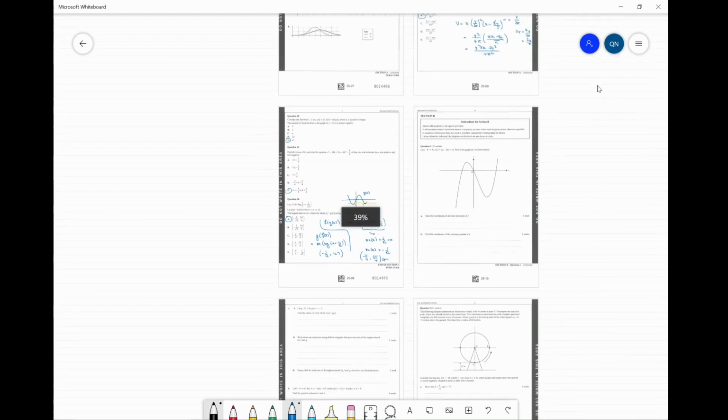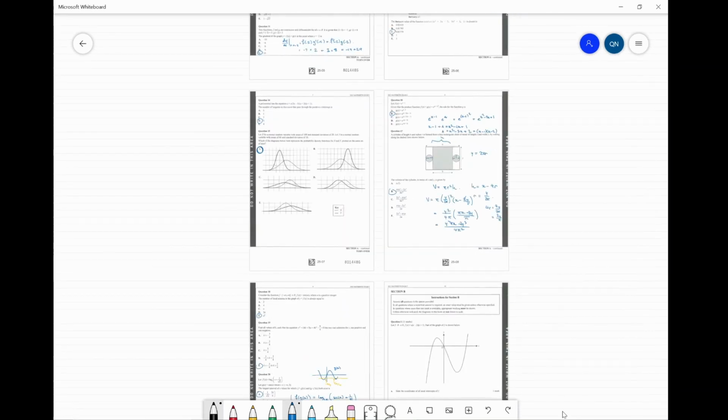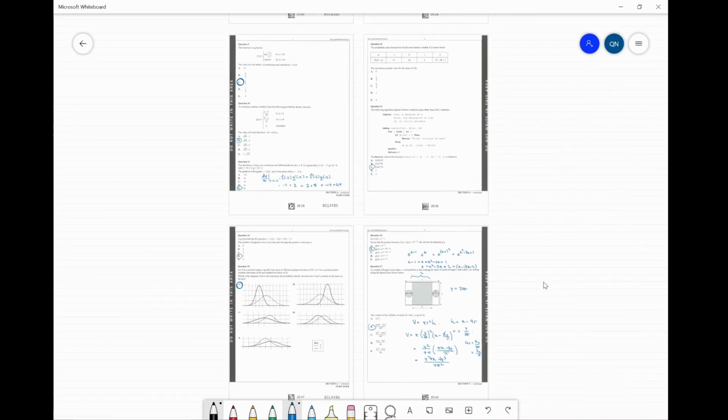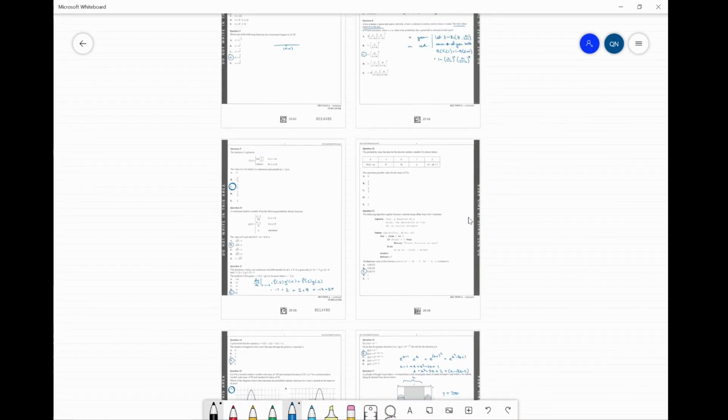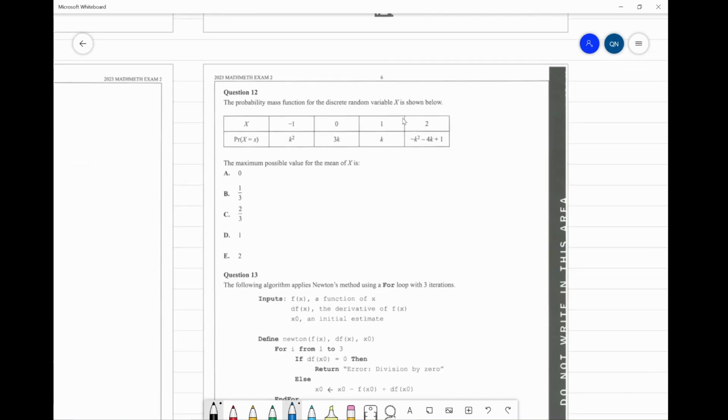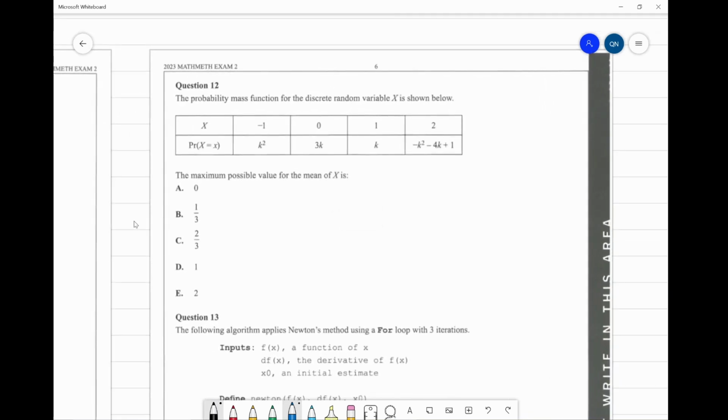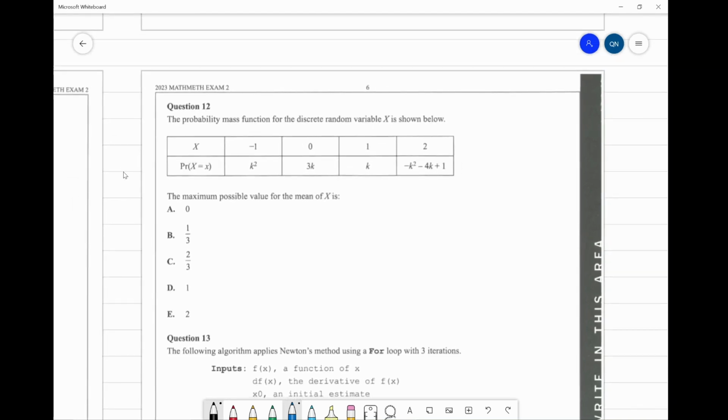So I'm going to go back to that other question. It's been like 40 minutes or something. That's absolutely outrageous. I'm ridiculously slow at VCAA exams now. I'm so rusty at this. Okay, let's think about this even further, because I don't think I've put much thought into this. So the maximum possible value for the mean of x.